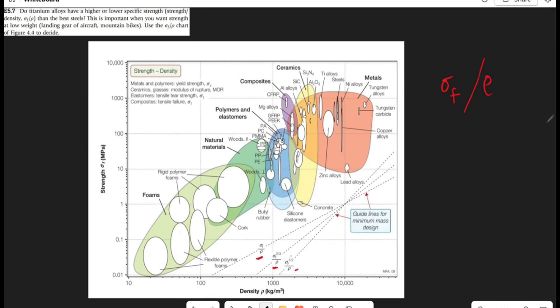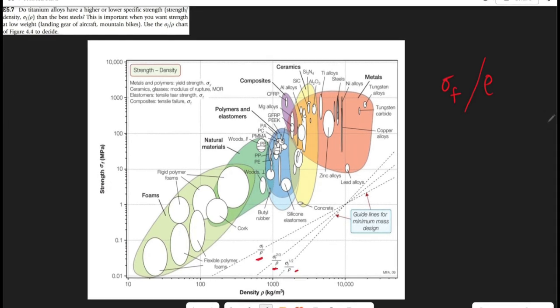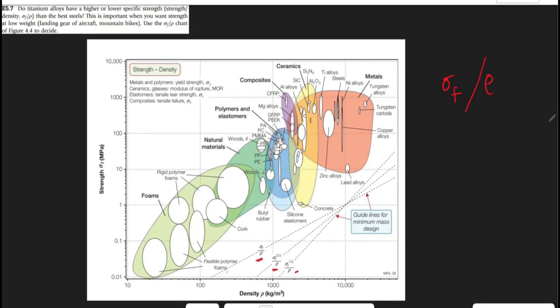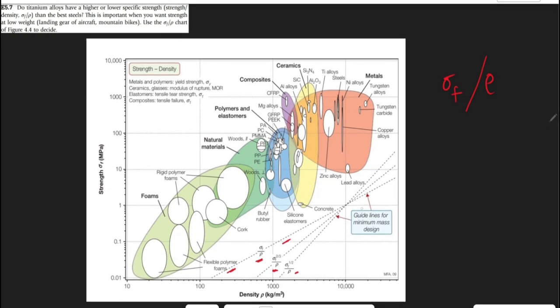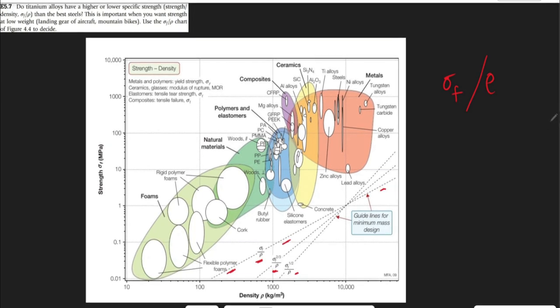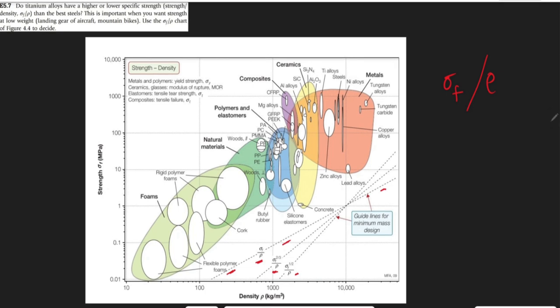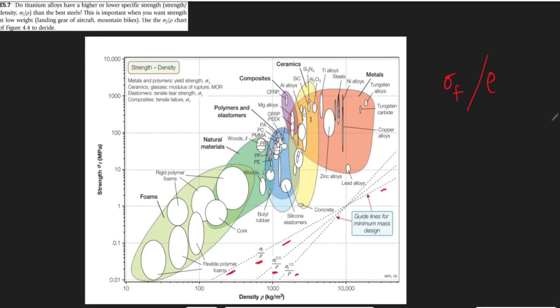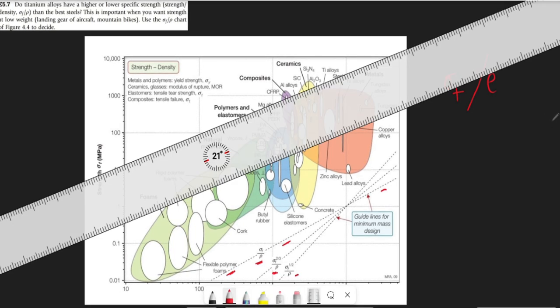Then here we can see stress raised to the power 1/2 divided by density. So this is the line that we care about, the line that we want to use to find our relationship. All we have to do is take our ruler and place it on this line.